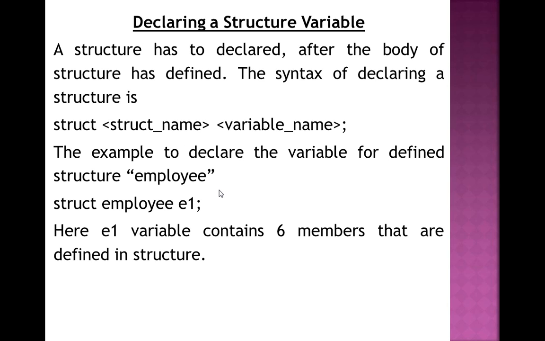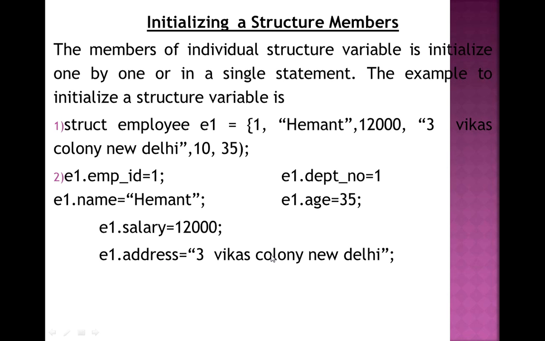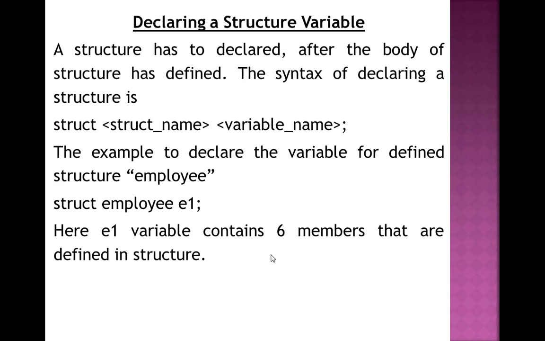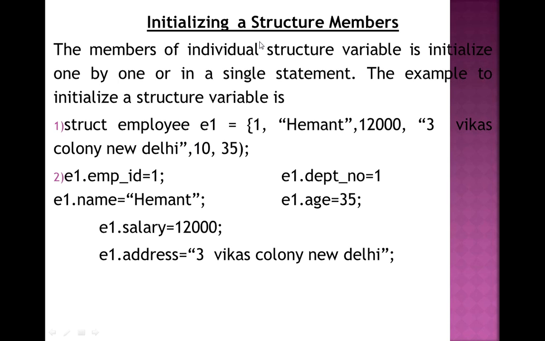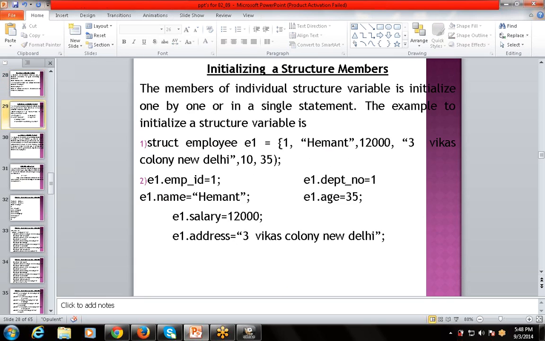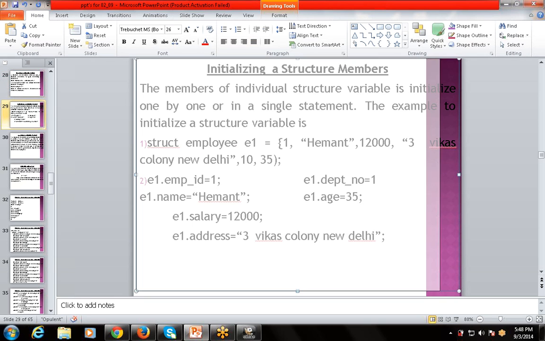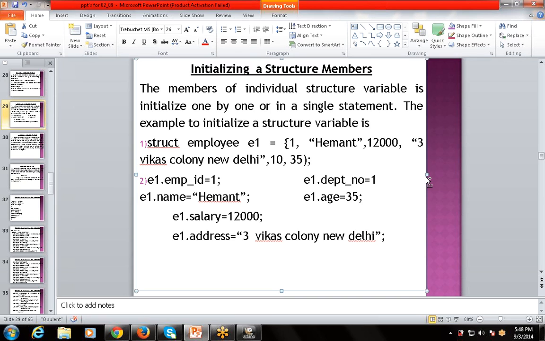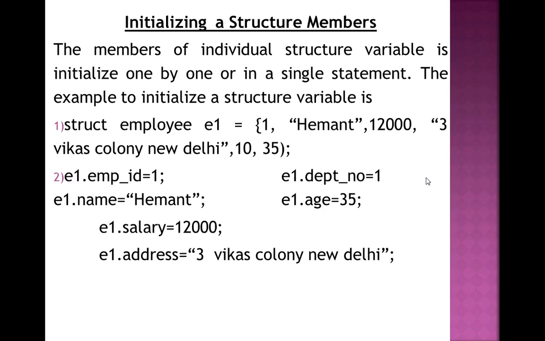Here the E1 variable contains 6 members that are defined in the structure. So E1 is a variable of structure type that contains 6 members that are defined in the structure. Now this is your declaration, and this is your initialization, means how we can initialize the structure elements. This says the members of the individual structure variable are initialized one by one in a single statement.